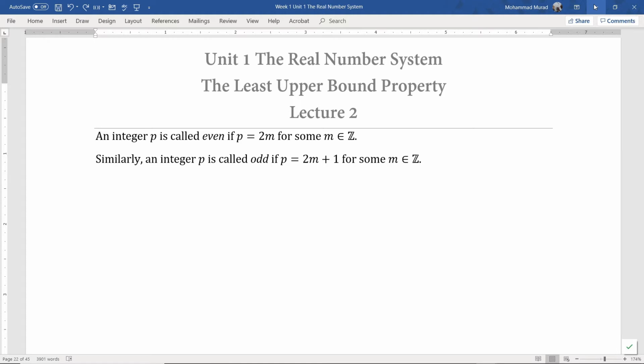An integer p is called even if p can be written in this form: p equals 2m for some integer m. Similarly, an integer p is called odd if p equals 2m plus 1 for some integer m.